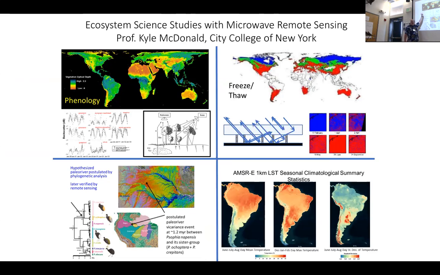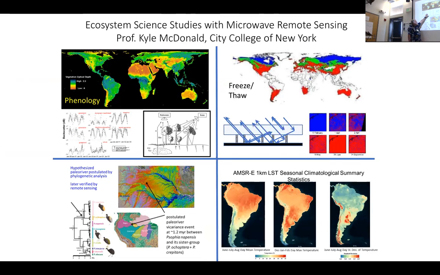In this case, we're using passive microwave radiometry to look at emission and measuring the depth of penetration of the microwave energy within the canopy, in terms of vegetation optical depth. And we find very good relationships with seasonality.